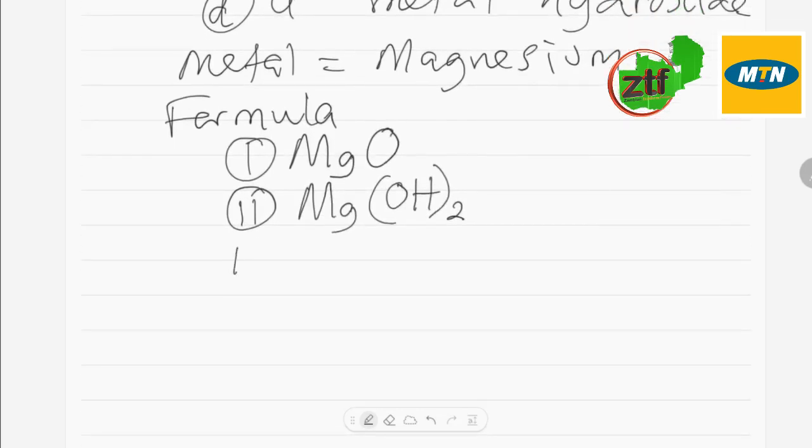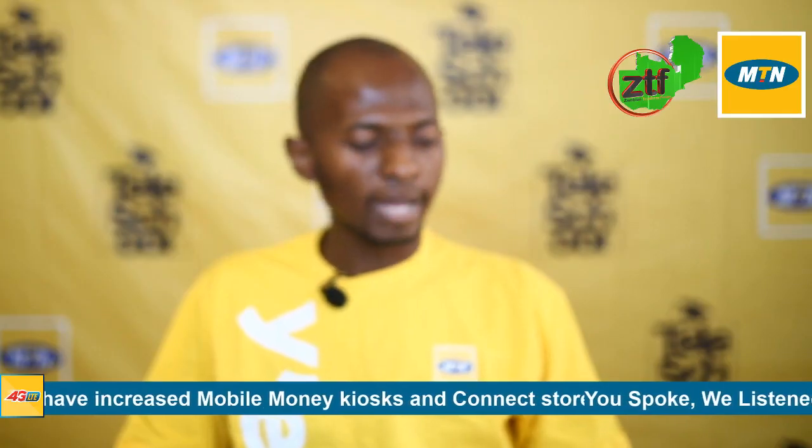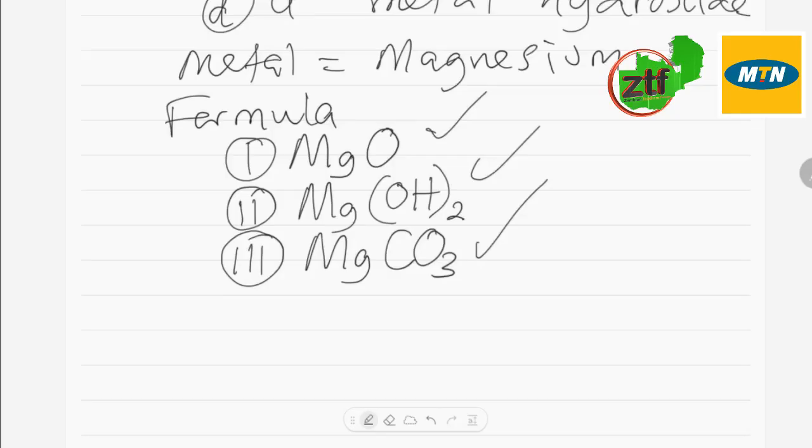Number three, we can also use magnesium carbonate. So class, these are the three possibilities of solid X: magnesium, magnesium hydroxide, and magnesium carbonate. Without wasting much time, we're quickly going to look at question C.